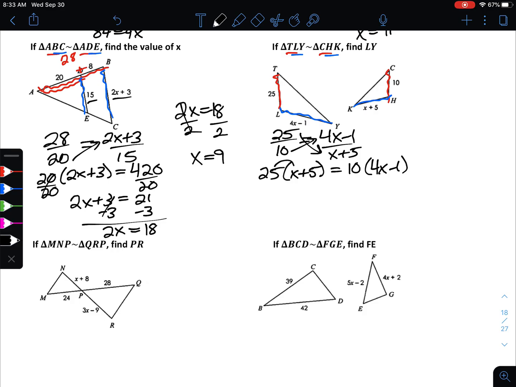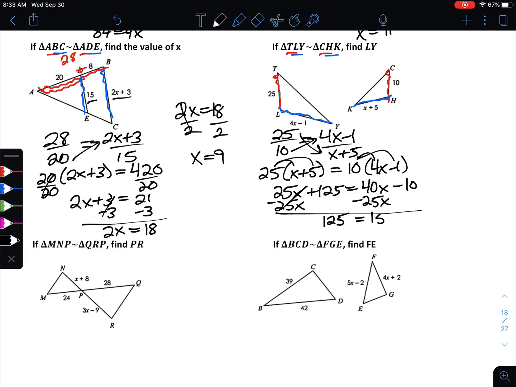All right, so when we distribute here, 25 multiplied by x is 25x. 25 multiplied by 5 is 125. On the other side, 10 multiplied by 4x is 40x, and 10 multiplied by negative 1 is negative 10. Let's get all of our variables to one side then, so we'll subtract 25x from each side. So that leaves us with 125 on the left is equal to 15x minus 10 on the right.